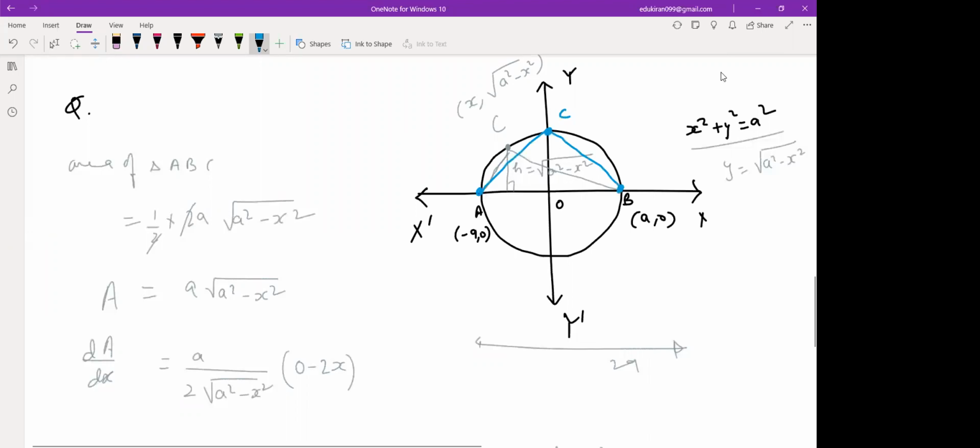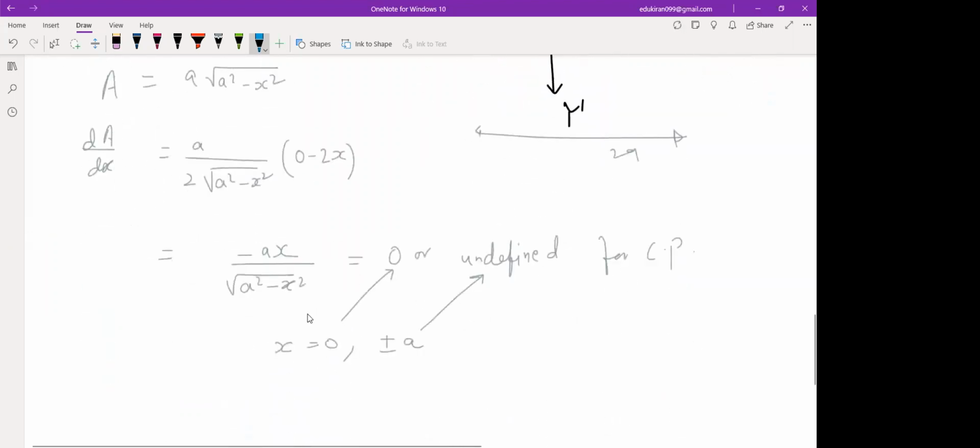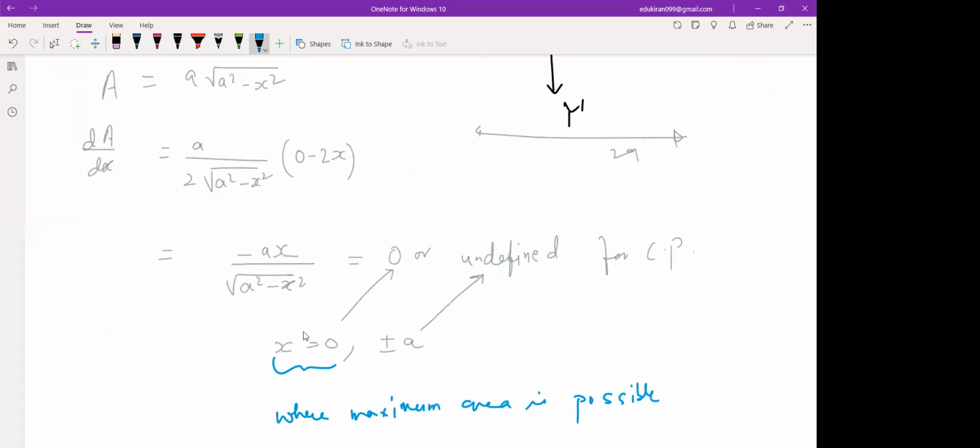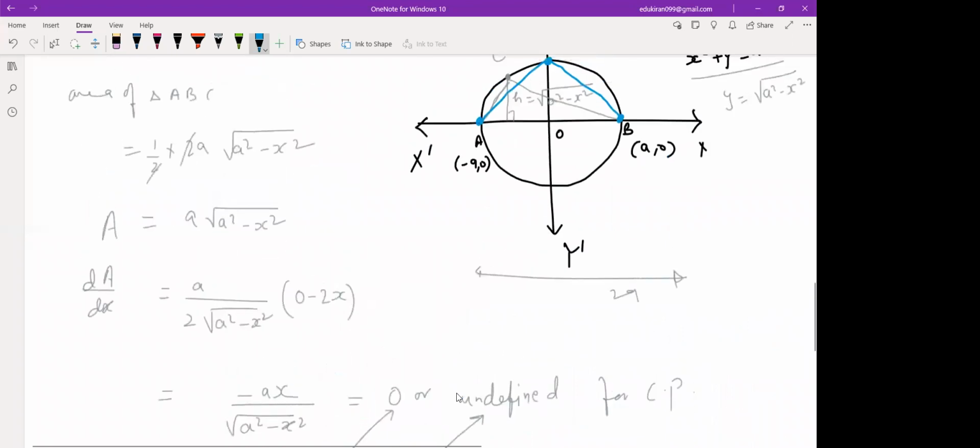So this is an isosceles triangle. So you will say that x is equal to 0 is the point where maximum area is possible, whereas plus minus a are the points where minimum area is there. Minimum area means 0 area. Triangle is not possible. Area is equal to 0. No triangle possible. So we can say triangle of zero area. So this means it is an isosceles triangle. So this is one way of doing it.